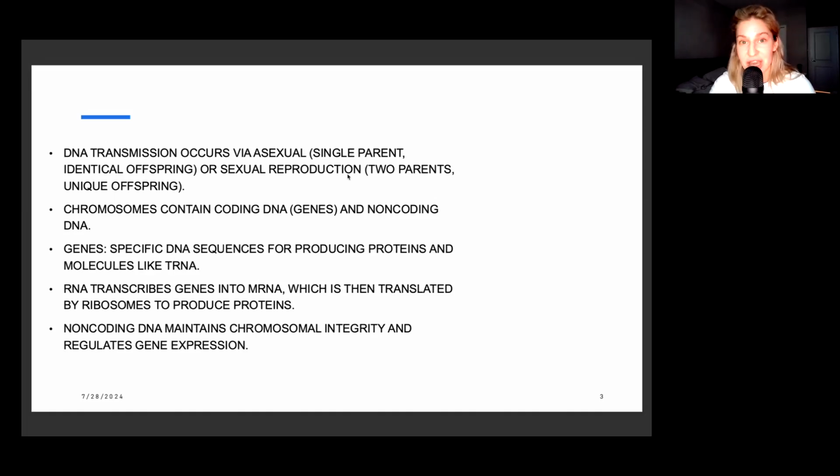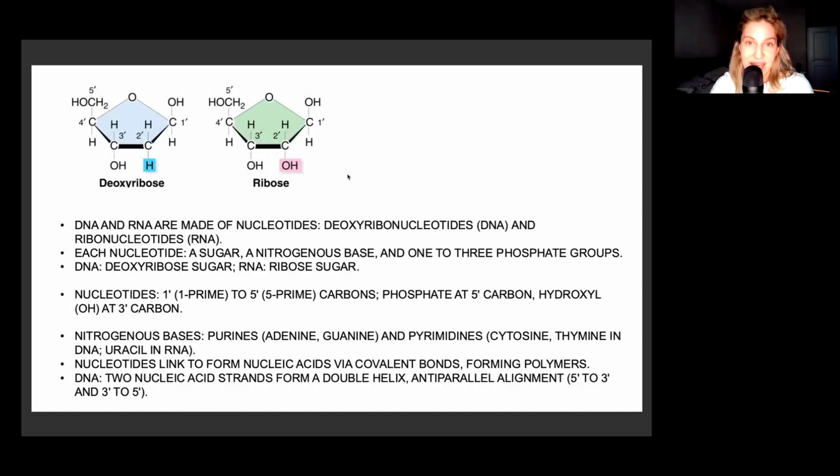And coding DNA, which are genes. A gene is a specific DNA sequence for producing proteins and molecules like tRNA. And also we need to understand the pathway. The RNA transcribes genes into mRNA, which is then translated by ribosomes to produce proteins. DNA and RNA are made of nucleotides, which are specifically deoxyribonucleotides in DNA and ribonucleotides in RNA.